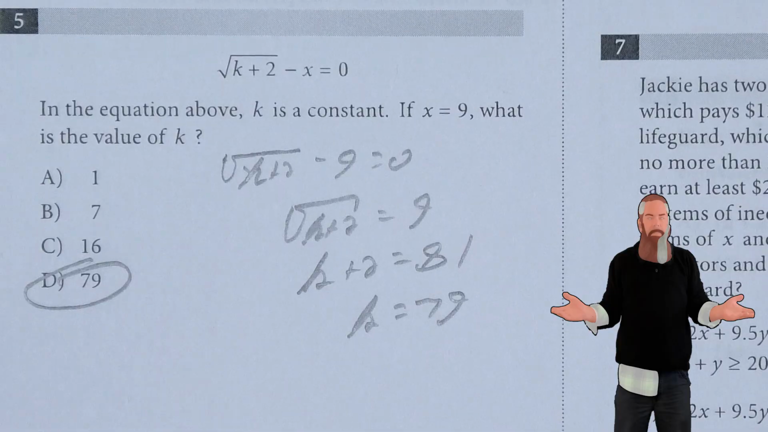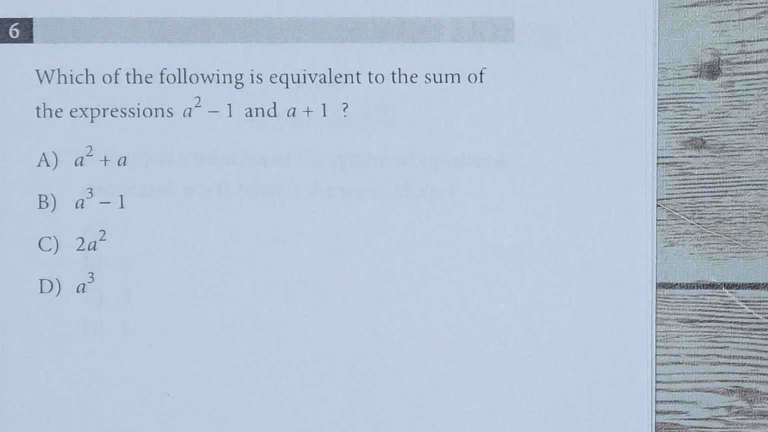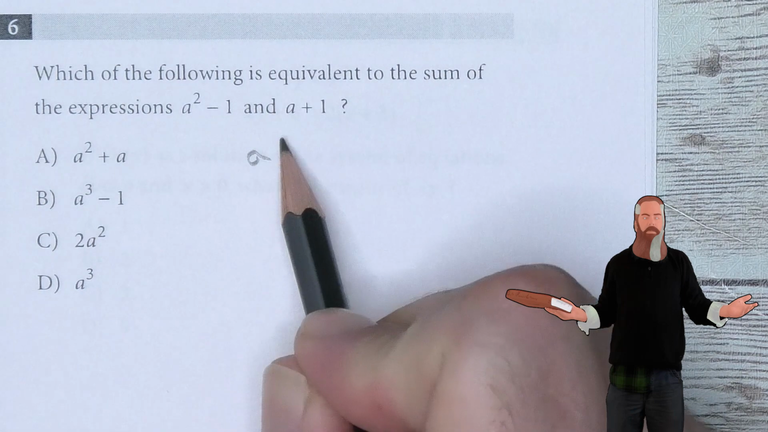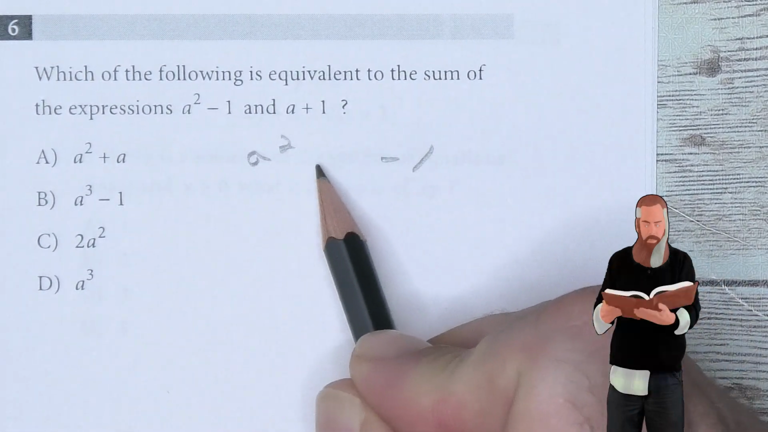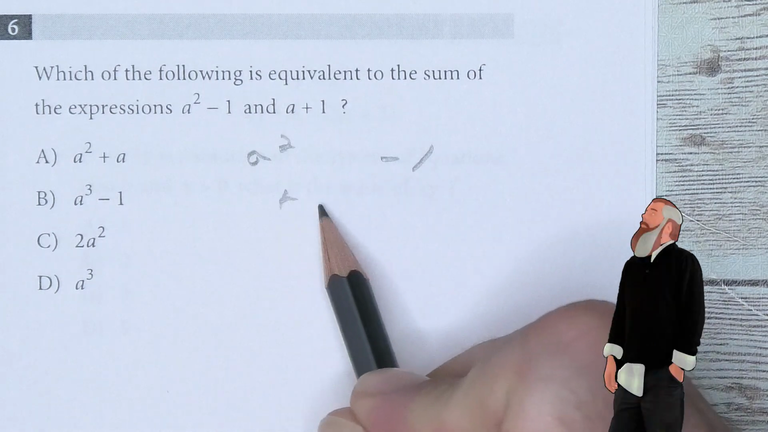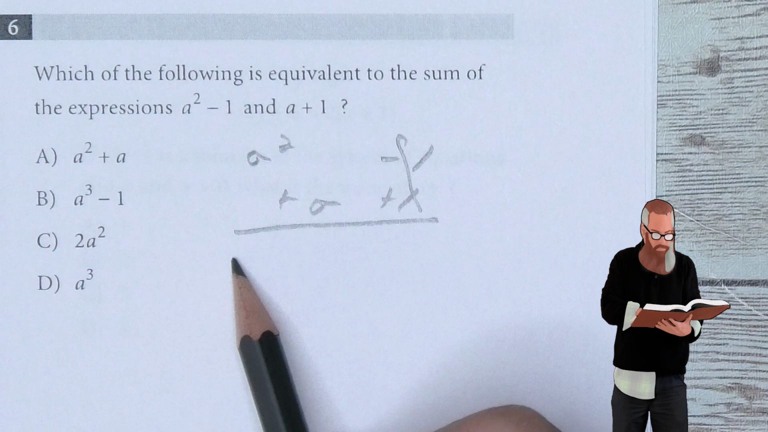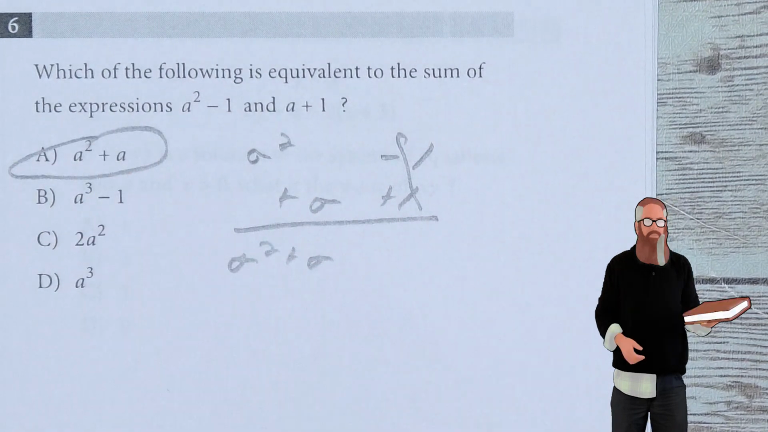D is the answer. Which of the following is equivalent to the sum of the expression a squared minus 1 and a plus 1? Well, all we have to do here is actually combine like terms. Now, I've spread this out because there was no a term. I then get to put an a and the plus 1 into place. The 1's are going to cancel out, leaving me with a squared plus a, so A is the answer.